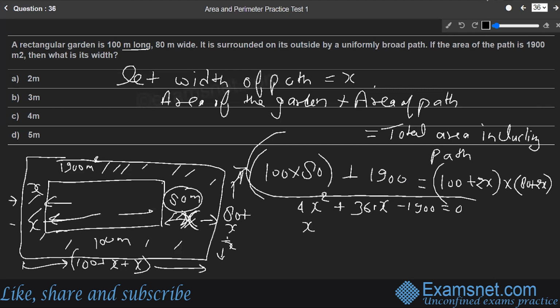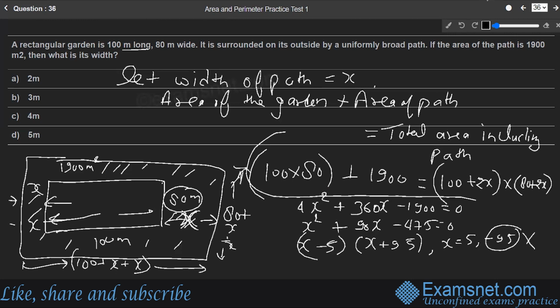We can solve this. We can cut every number by 4. So it becomes x square plus 90x minus 475 equal to 0. For solving this, we can break this into factors, and while we break this, we get two factors of it. One is x minus 5, another one is x plus 95. These are the two factors it is broken into, which gives us the two values of x. One is 5 and one is minus 95. Obviously, minus 95 cannot be taken because we are dealing with dimensions, and dimensions cannot be negative. So x value has come out to be 5 meter. That is actually the width of the path, which was asked in the question.